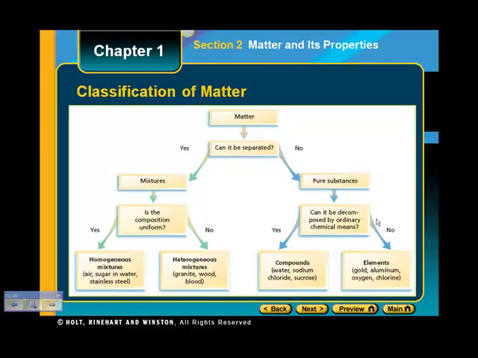Heterogeneous means it would be different in different parts of the solution. So every sample of the solution you took, you'd get a different composition. Does that make sense? So muddy water. You can imagine sampling muddy water. You might get a lot of mud in one sample and a little bit of mud in another sample, right? That would be a heterogeneous mixture.